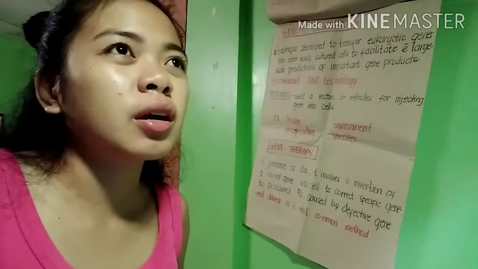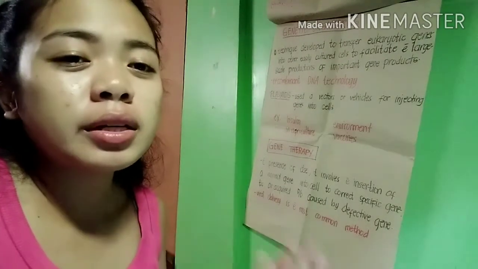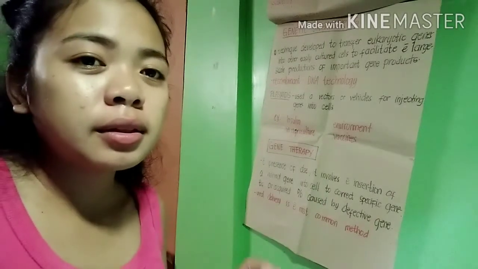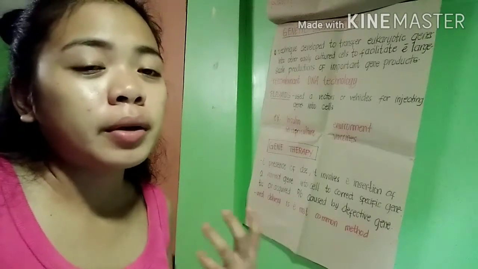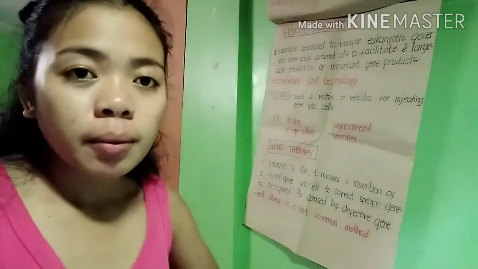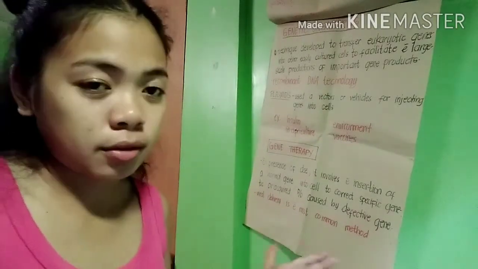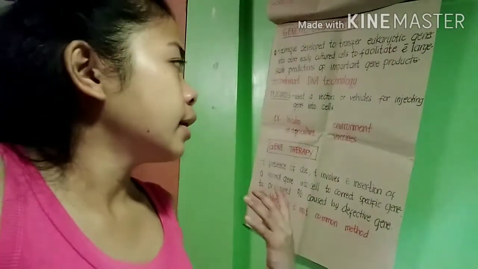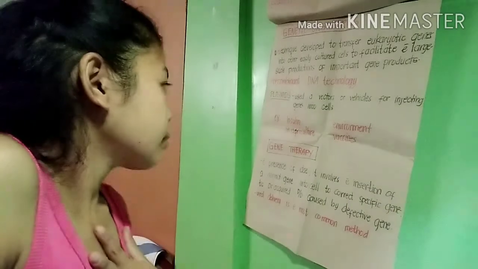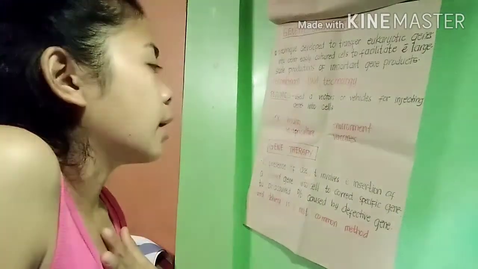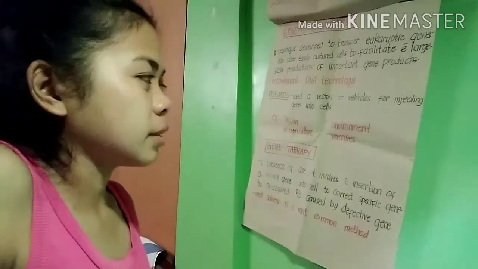For example, the human insulin is produced by bacteria, which scientists or bacteriologists use to fight against and to produce insulin in our body. Then agriculture, mga gulay, and the environment, which is called bioremediation. Then a vaccine, then the next one.